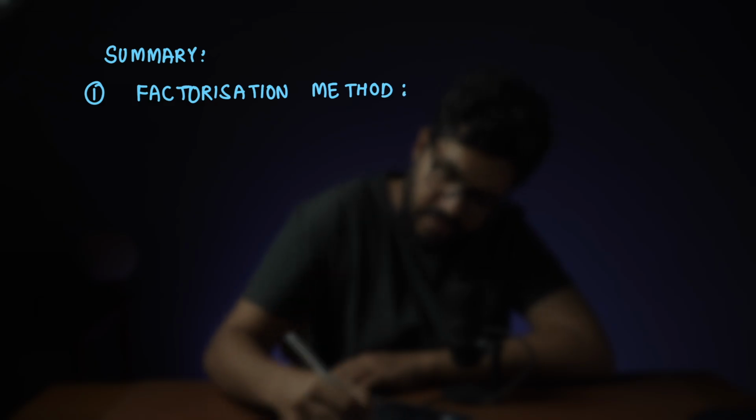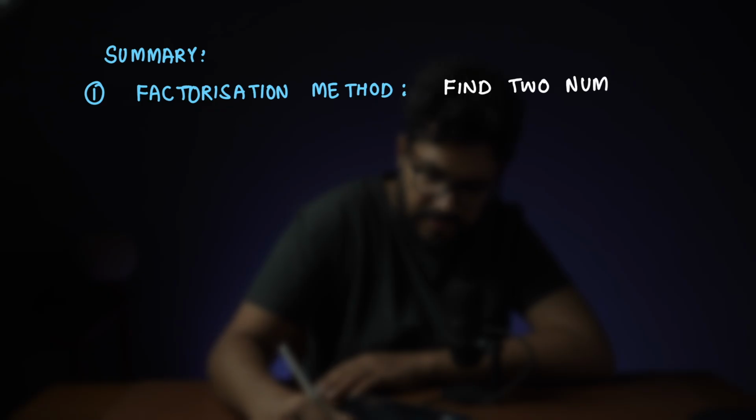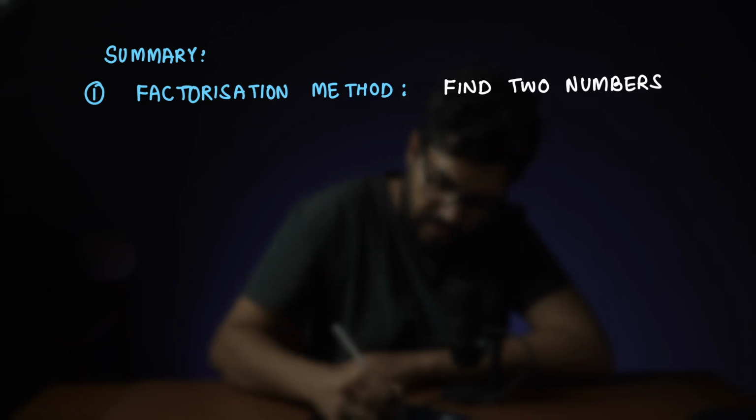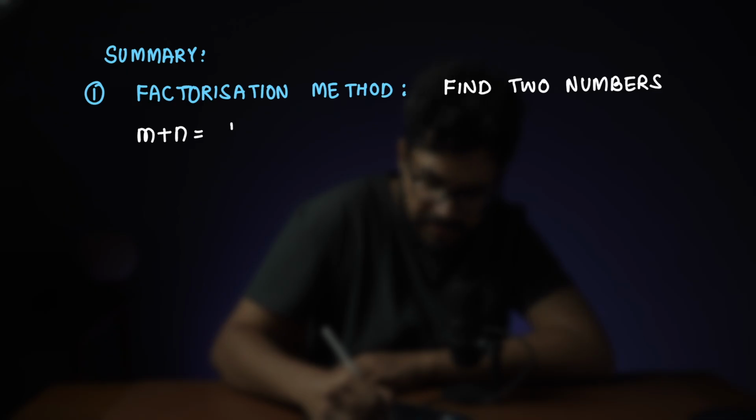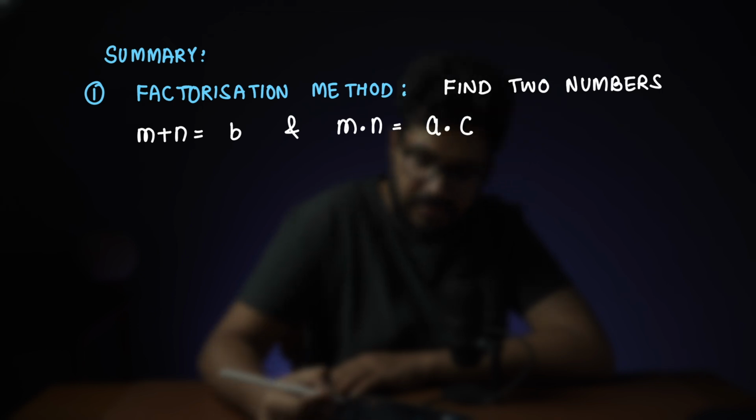So these are the 3 things to remember from this video. Factorization method: in this case we have to find two numbers m and n which add up to the middle term, and the product of these two numbers is the same as the product of the coefficient of x squared and the constant term c.